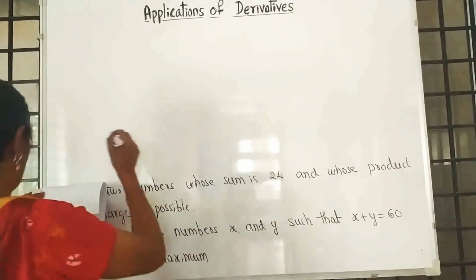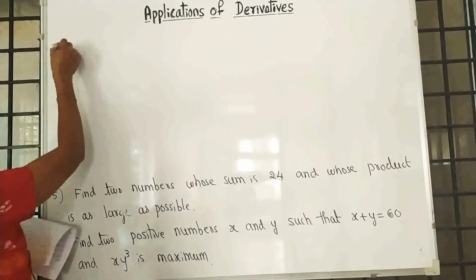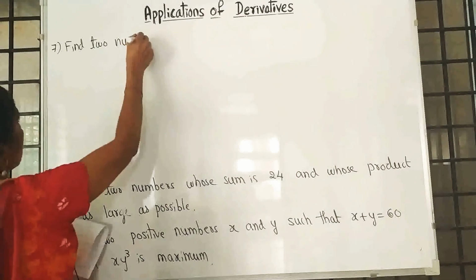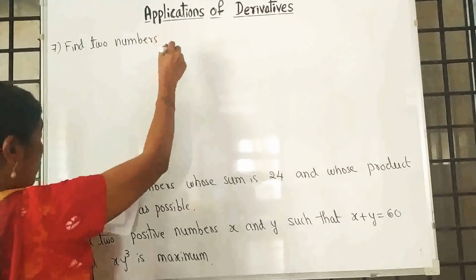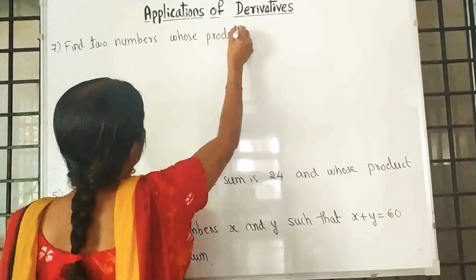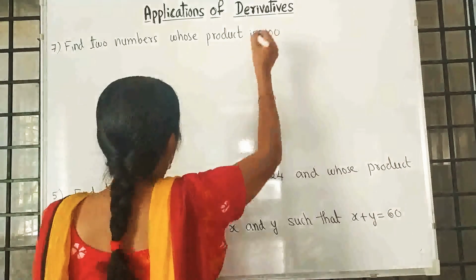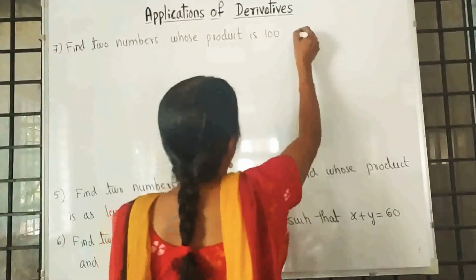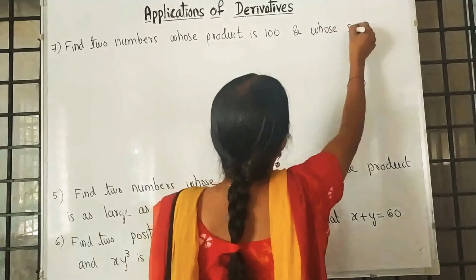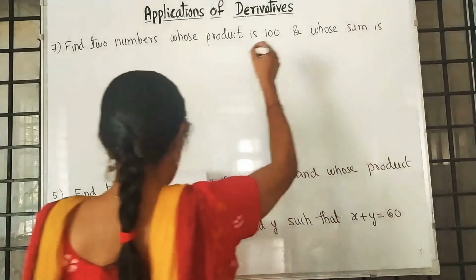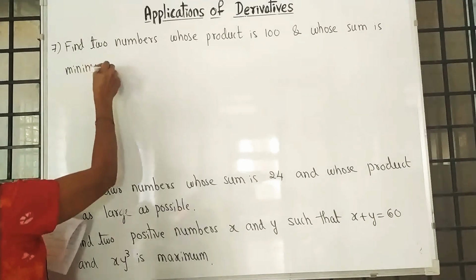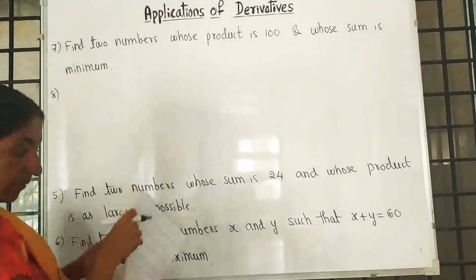Find two numbers whose product is 100 and whose sum is minimum. Question number 8.